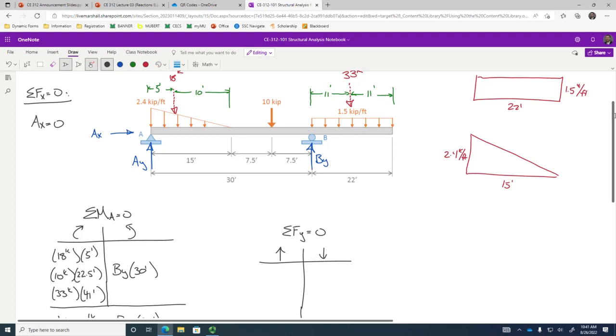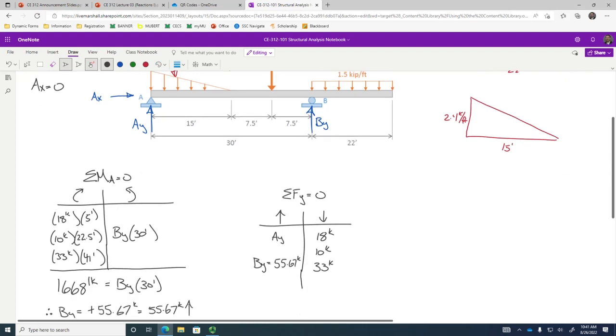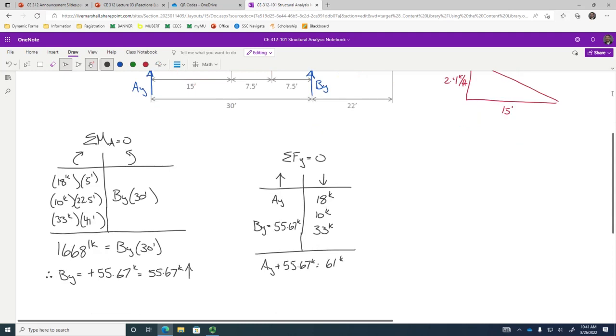Okay, so going down, we have 18, 10, and 33. And then going up, we have AY and BY. But again, like last time, we know what BY is. It's 55.67. And so AY plus 55.67 kips is, okay, 18 and 10 is 28, 28 and 33 is 61. Did I do that right? Okay. And so AY is positive, and it's actually a tiny number. I think it's like 5.33.